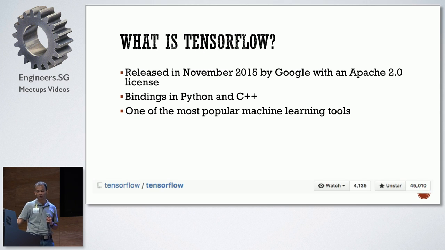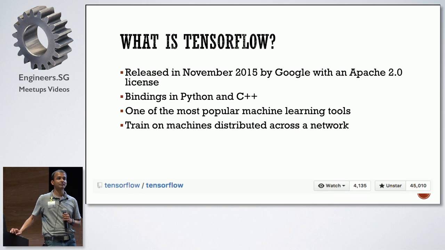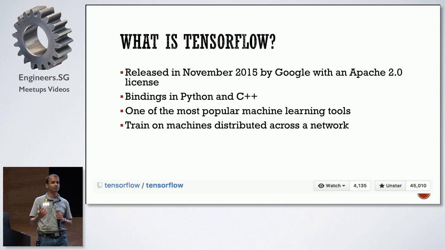It's of course one of the most popular. If you look at the GitHub stars as of 6:30 today, it was 45,000 stars. Just 3 months back, it was about 31,000. So it probably is one of the most popular deep learning toolkits in the market right now. The good thing is that it has an Apache 2.0 license, which means that on a commercial scale, we don't have to worry about litigation, patents and things like that.